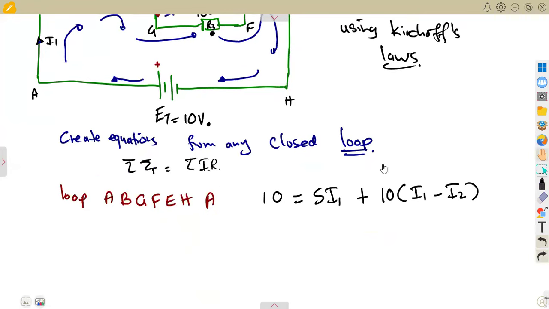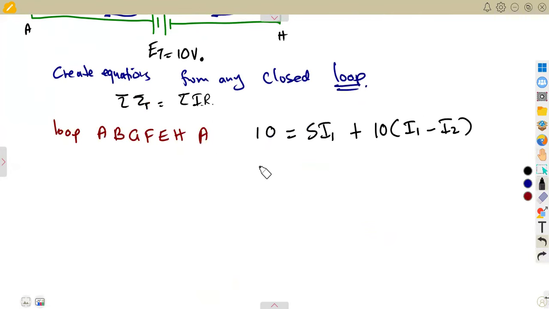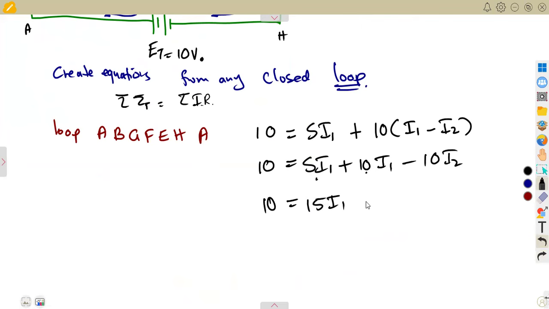So we formulated an equation. You can just simplify this as simultaneous, since they have two unknown values there. So just expand brackets from your mathematics. 10 times I1, that's 10 I1. 10 minus 10 I2. You can collect like terms: 5 plus 10, that is 15. So that is going to be 15 I1 minus 10 I2. So this is our equation 1.